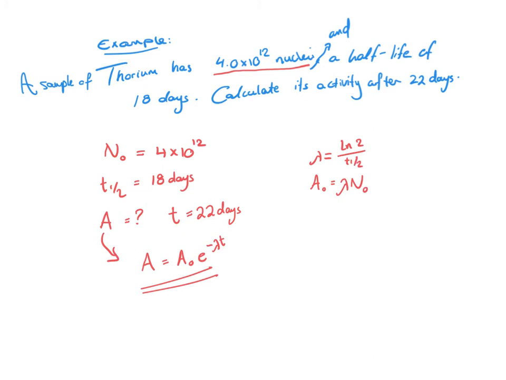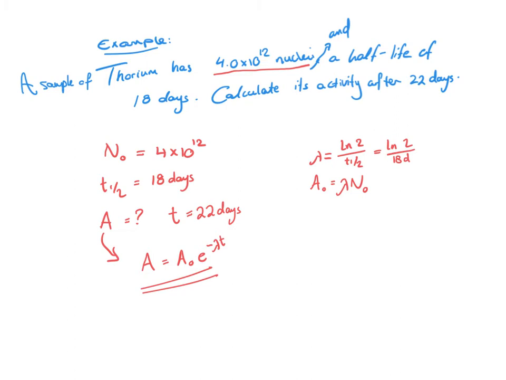I do not necessarily have to change my units yet, so I don't have to change my days into seconds, but if you would like to, you're more than welcome to. I will keep it constant because I can cancel out the days after instead of converting it, since it gives me the half-life in days and the time of 22 days. So lambda is ln of 2 over 18 days.